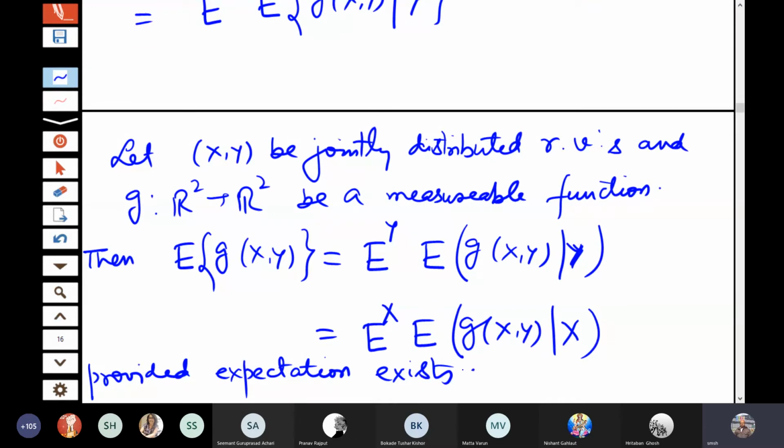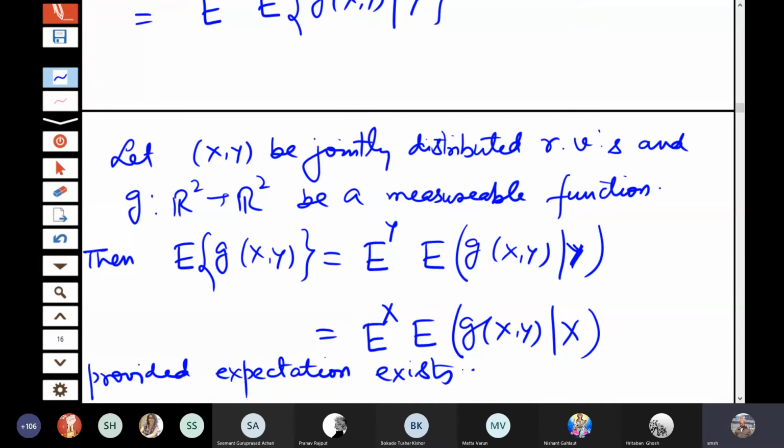I will show you the application now in the case of the bivariate normal. So is this statement clear to you? The statement is that the joint expectation can be calculated iteratively: firstly conditional with respect to one of the variables, and then marginally with respect to the other variable, and the order can be either of them.